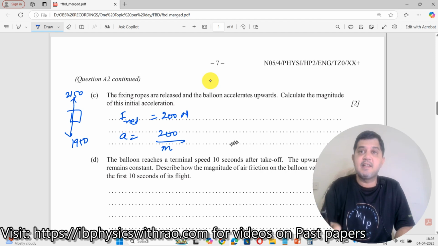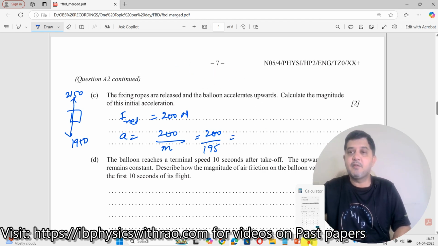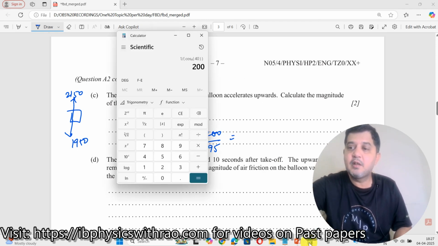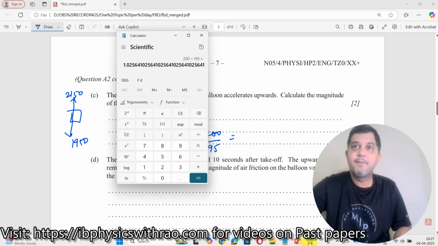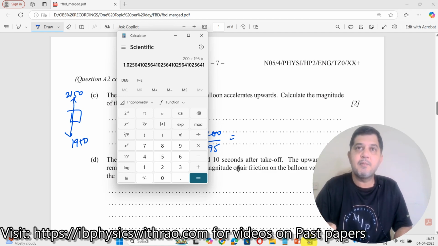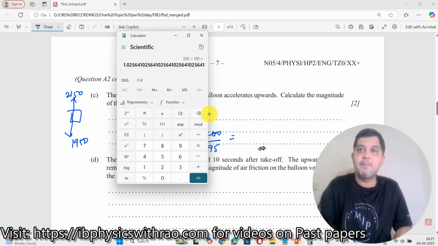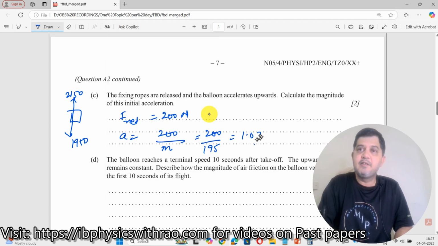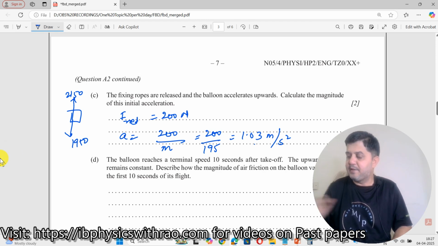I'll write this as equal to 200 divided by 195, which would be 1.025 or 1.03 meter per second square.